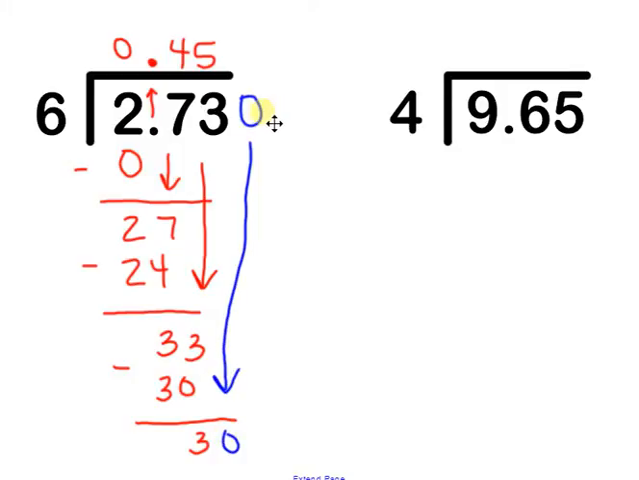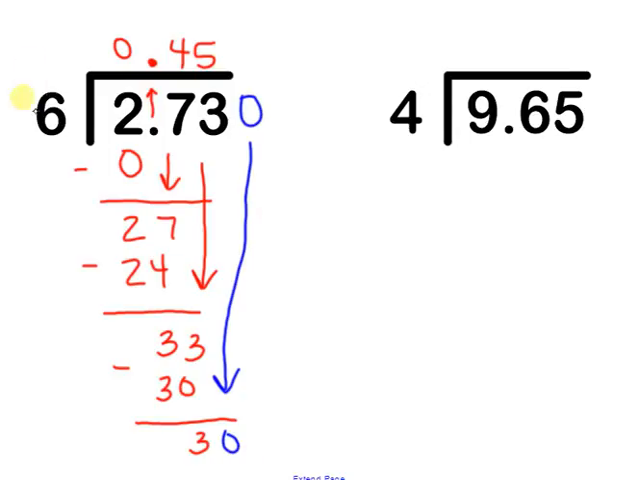So when you end up with a remainder and you have no other numbers to bring down, you're going to add a 0 to the end and bring it down. That is the protocol. Now, if I end up with a remainder again, I'm going to add another 0, bring it down again, and I do it as many times as I need to in order to finish the problem.